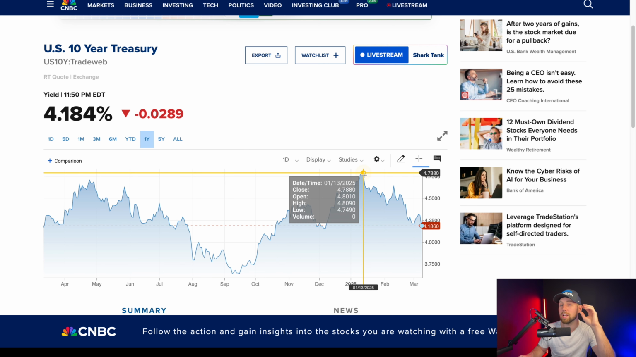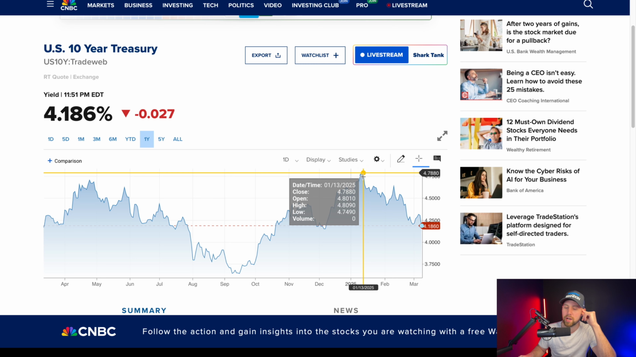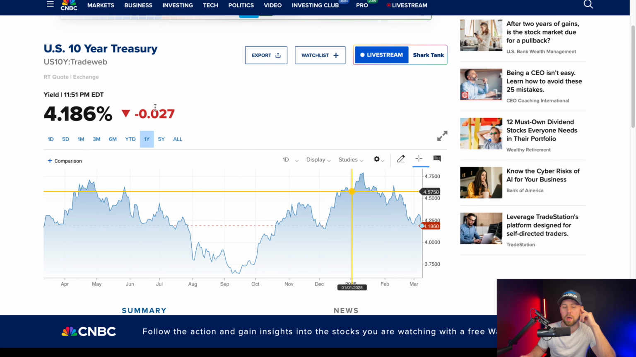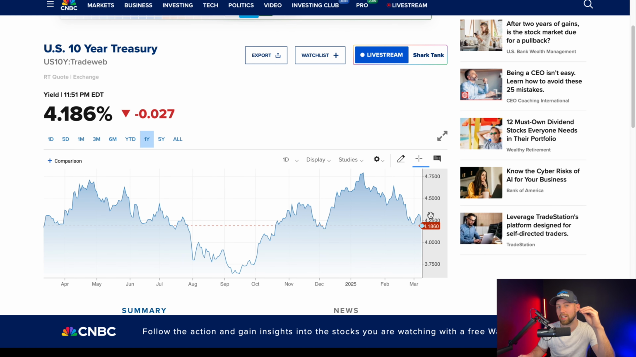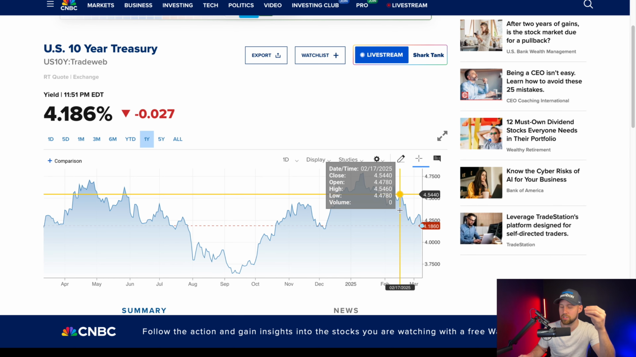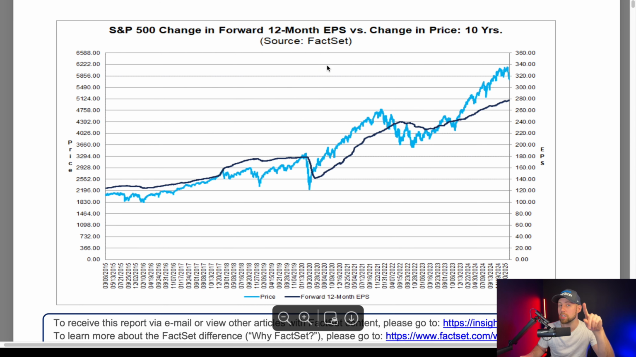But here's the key thing that is the bull case for the stock market. You can see right here, ever since January of this year, we peaked out around 4.78% on the 10-year bond, but now we're at 4.18%. So bonds are actually going down in yield, which makes them less attractive. On top of that, the stock market is correcting, which then makes the stock market a little bit more attractive because it's now cheaper on a fundamental basis. So those two scenarios right there point to the stock market becoming more attractive as it's falling.